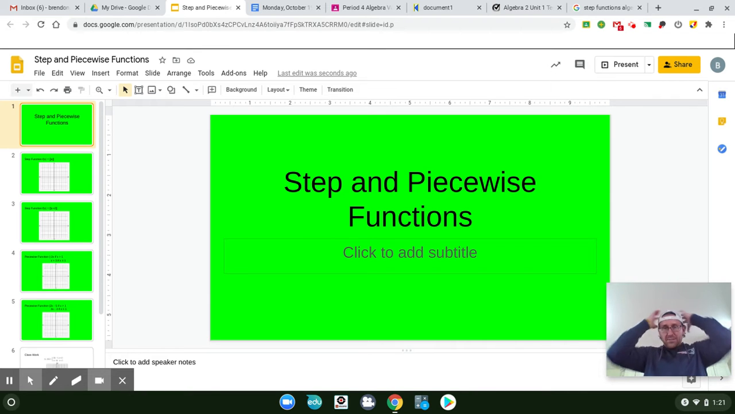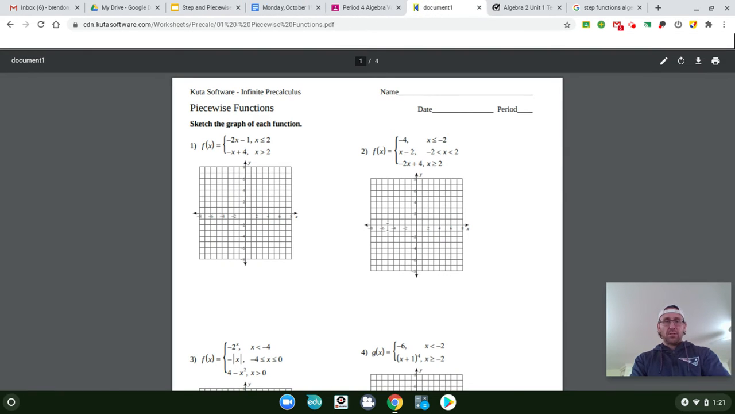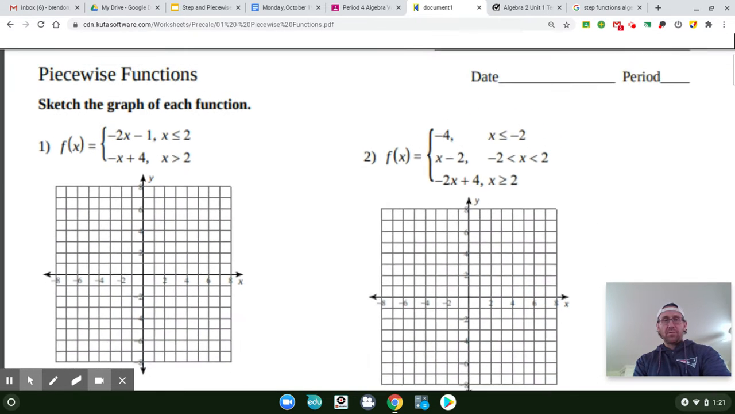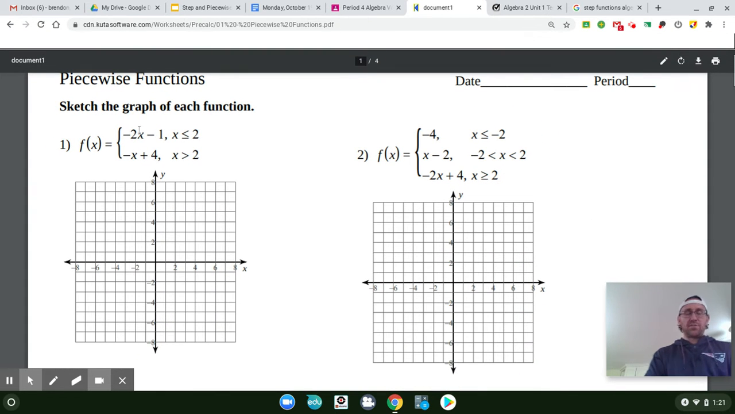Okay, step and piecewise functions. Let's look at piecewise functions first. So if you look at this right here, it gives me two equations. Y equals negative 2x minus 1 and y equals negative x plus 4 with these restrictions. X is less than or equal to 2, x is greater than 2.